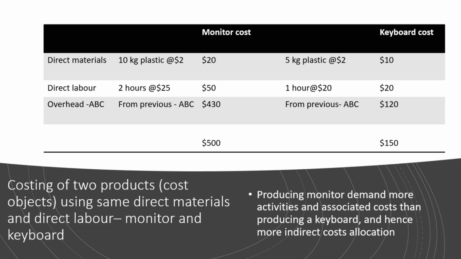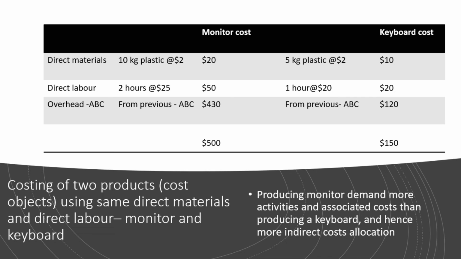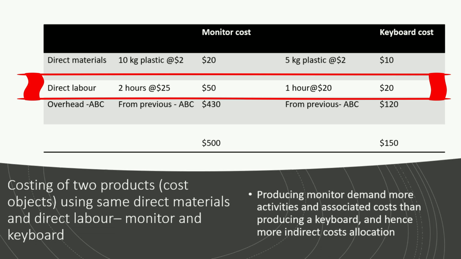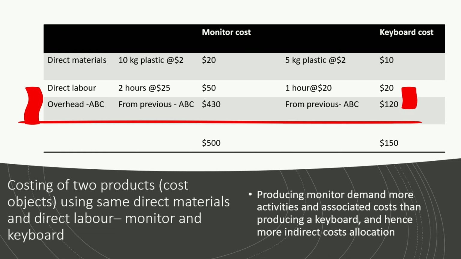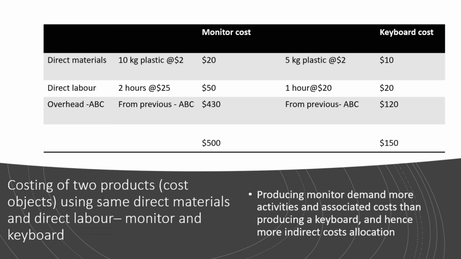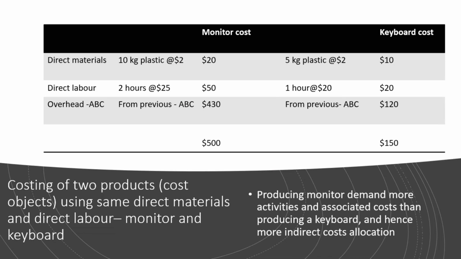So the direct materials and direct labor, their direct cost in making a monitor, the 10 kilograms of plastic for direct material at $2 is $20. But for keyboard, 5 kilograms of plastic, $2, $10. Direct labor, 2 hours at $25, $50 for monitor, and 1 hour is required for keyboard at $20. It's a lower level skill, $20. And we calculated the overhead costs. For the monitor is $430, and for the keyboard is $120. So the total cost for the monitor is $500, and keyboard is $150.